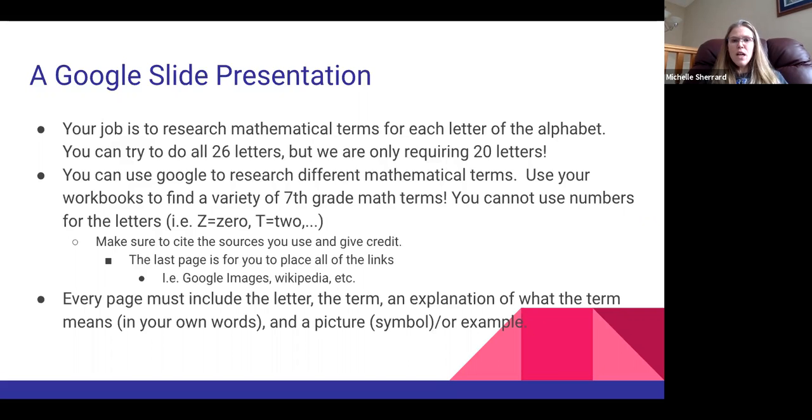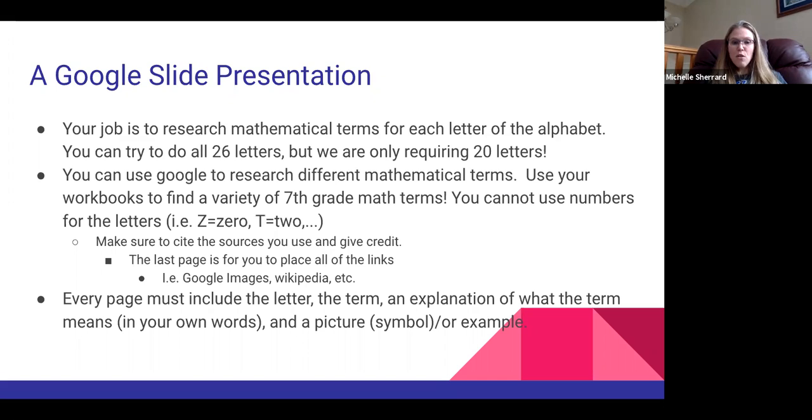One thing though, you cannot use numbers for the letters. So for Z, you can't use zero, T2, O1. They have to be mathematical terms that make you do something in math. Make sure to cite your sources and give credit for that. You can either do it on each individual slide or you can do it on the last page at the end.